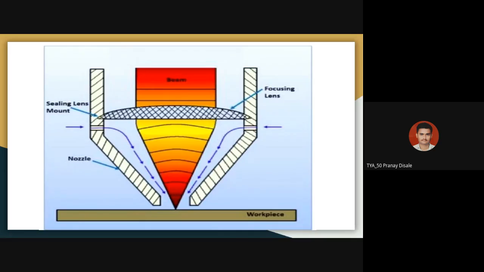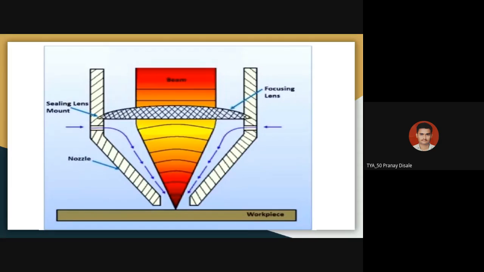So here you can see that assisting gas is used. I have shown that with the lines. This assisting gas helps to cool down the material. Assisting gas or inert gas is normally used. Also, it helps to eject the molten or vaporized material from the machined surface.